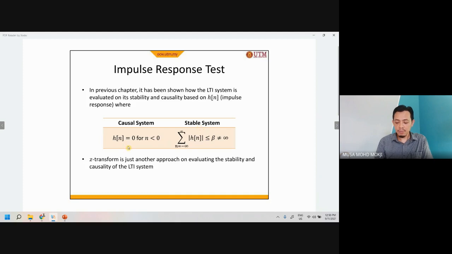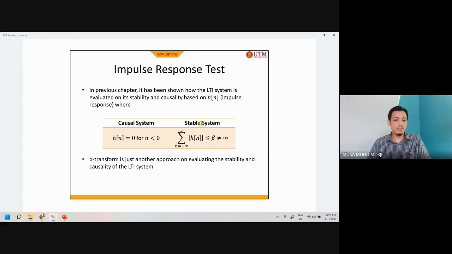So now we're going to check this causality and stability based on the Z domain. This is going to be the third method on how to test stability and causality. Why are stability and causality very important to check? Because they determine whether your system is practical or not practical. If the system is not stable, you cannot implement it, definitely.